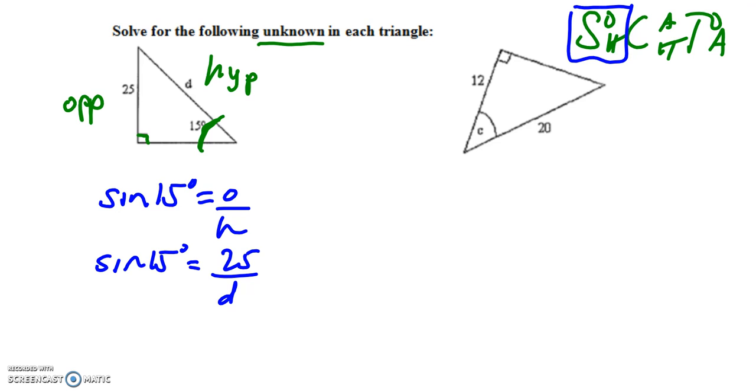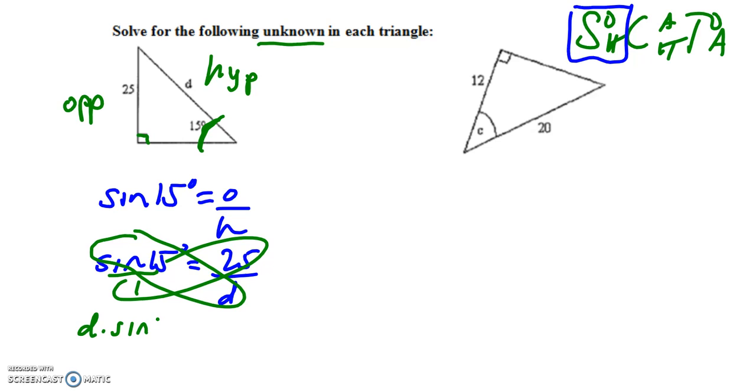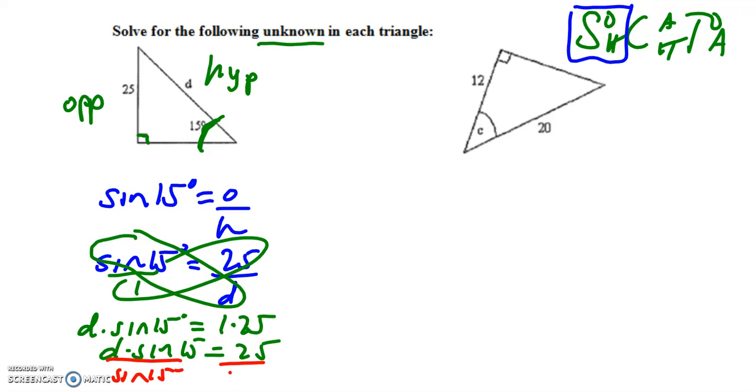I would say the easiest way to solve this was, if you thought of sine of 15, if you wanted to write that as a fraction, it's really sine of 15 over 1. And if you have two equal fractions, you can cross multiply. So you could say D times the sine of 15 degrees equals 1 times 25, which would be D times the sine of 15 equals 25. If you want to get D alone, you have to completely get rid of sine of 15, because remember, they are attached. So you would divide both sides by the sine of 15.